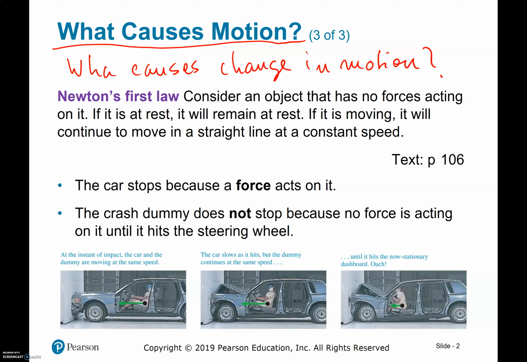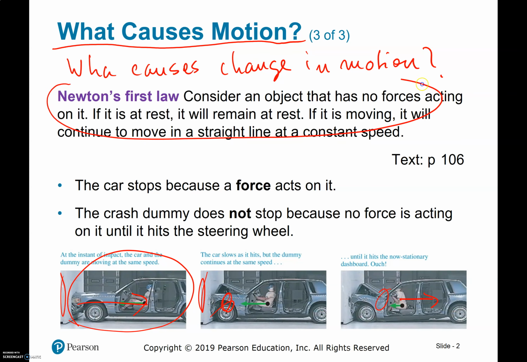The first law basically says that if an object is moving at a constant velocity, it will never change its motion if there are no forces. Take the example of a car. The only reason this car stops is because there's this wall here, and the wall applies a force on the car that stops it. But the dummy continues moving, right? Because the force is only acting on the car, not on the dummy. Eventually, the steering wheel and this part of the car produce a force on the dummy that stops it.